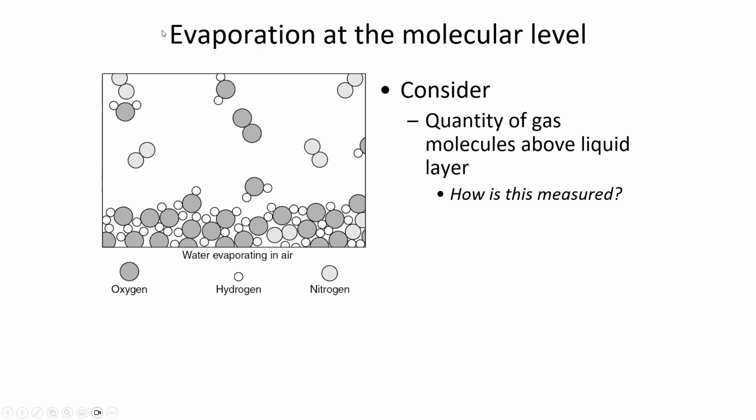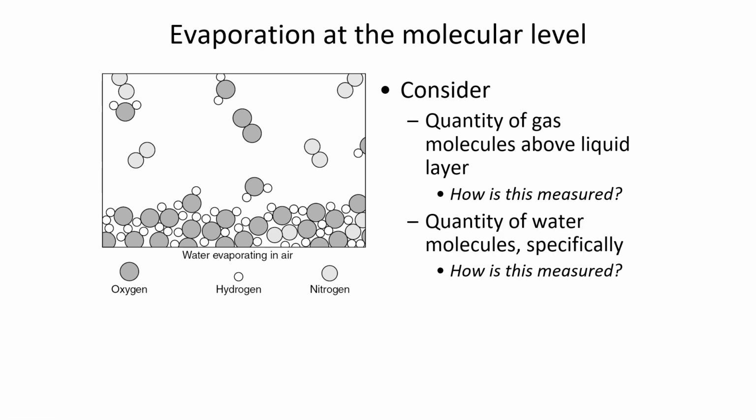And we can measure the quantity of gas above the liquid layer in terms of the pressure of the atmosphere, or the pressure of the gas. And so that maybe is in pascals or atmospheres or psi. And the quantity of water that is in the atmosphere, we could measure that as a partial pressure.